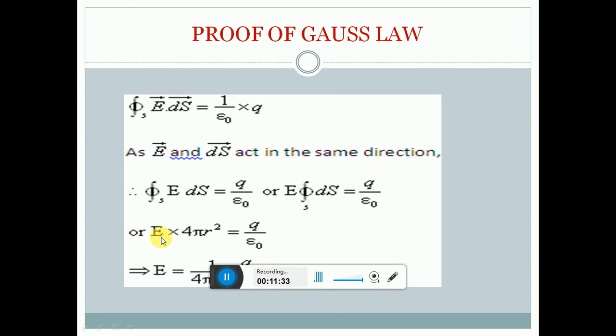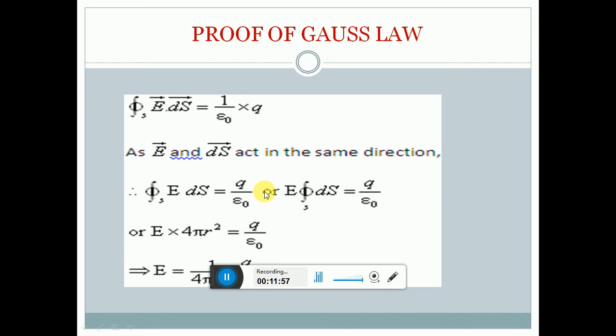If you consider a charge in the form of a sphere, 4 pi r square is the area of this sphere. So E into 4 pi r square is equal to Q by epsilon naught. Finally, E is equal to 1 by 4 pi epsilon naught into Q by r square, which gives the intensity of the electric field due to a charge Q. This gives the proof of Gauss law.